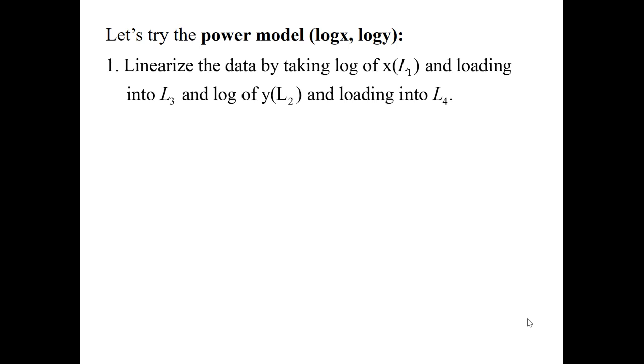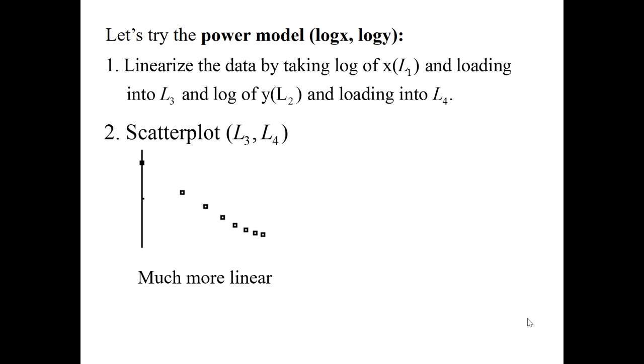Now, I can also try the power model. In the power model, we have the log of x against the log of y. So I still take L1, and now I'm going to load into L3 the log of L1, and in L4, the log of L2. I plot L3 and L4, and that looks a lot more linear than what I've been dealing with so far. That's a lot straighter, the log of x and the log of y. If I run linear regression on it, I end up with a pretty straight line. It's not too bad. It looks like it's hitting a lot of the points.